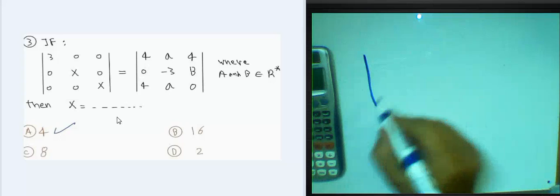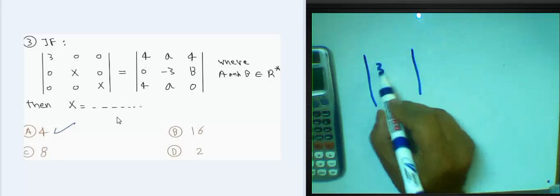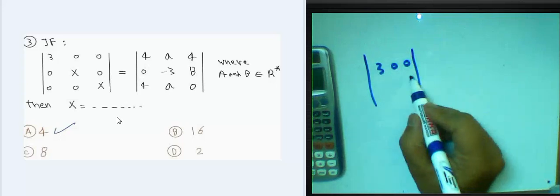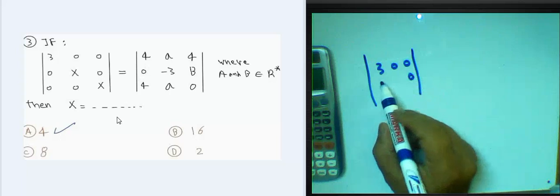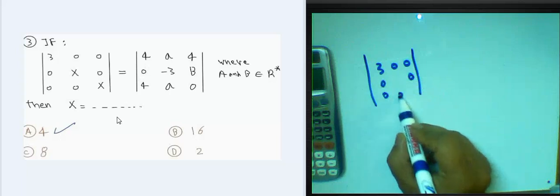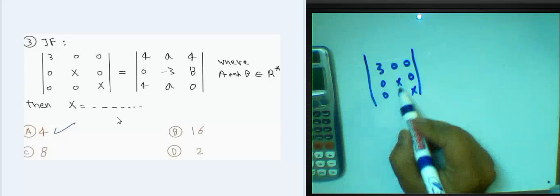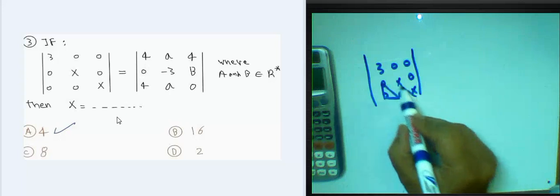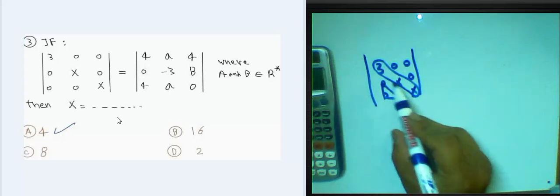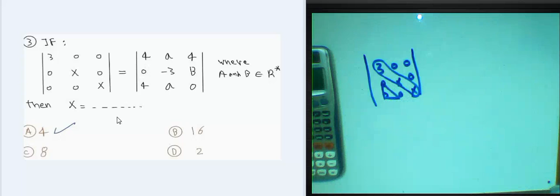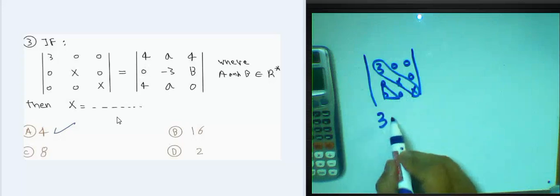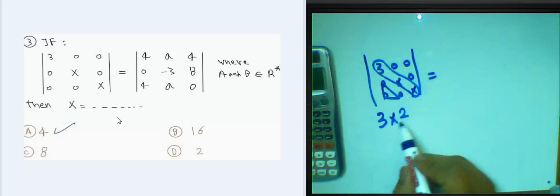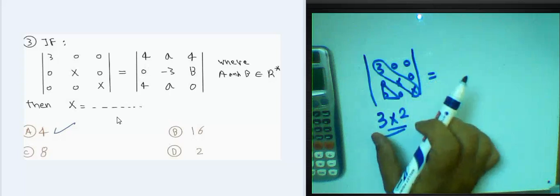The absolute value of the determinant here is 3, 0 and 0, and here 0 and 0 and 0 and x and x. We can find the result by multiplication: 3 times x, it will be 3x power 2. Okay, 3x power 2 is the result of the first determinant.